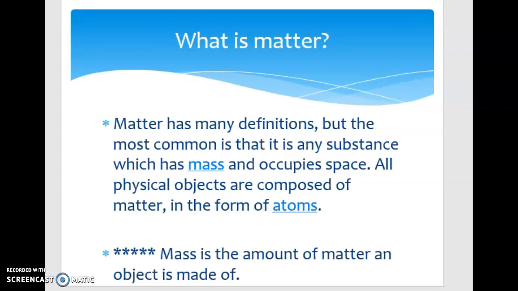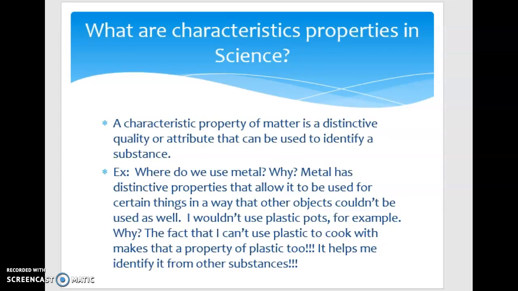So again, matter is any substance which has mass and occupies space. That's also known as volume. And all physical objects are composed of matter in the form of atoms. And again, mass is the amount of matter an object is made of.